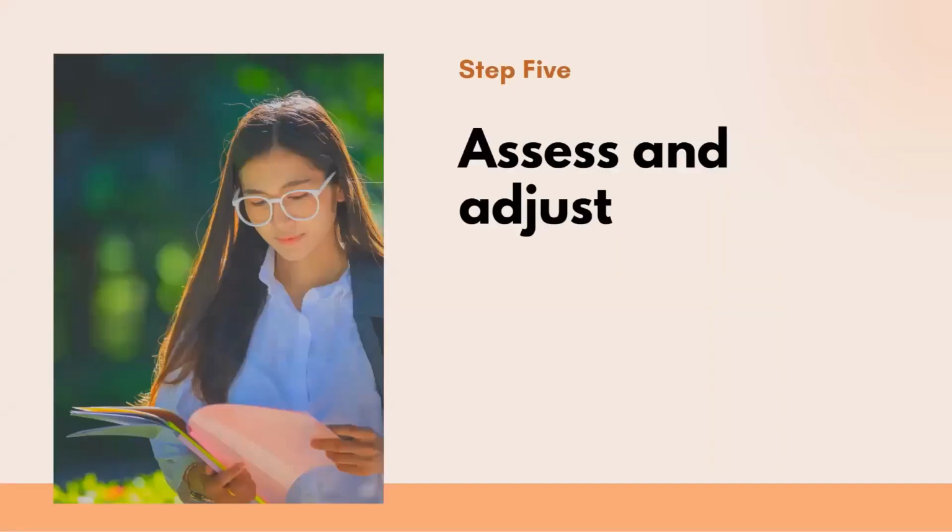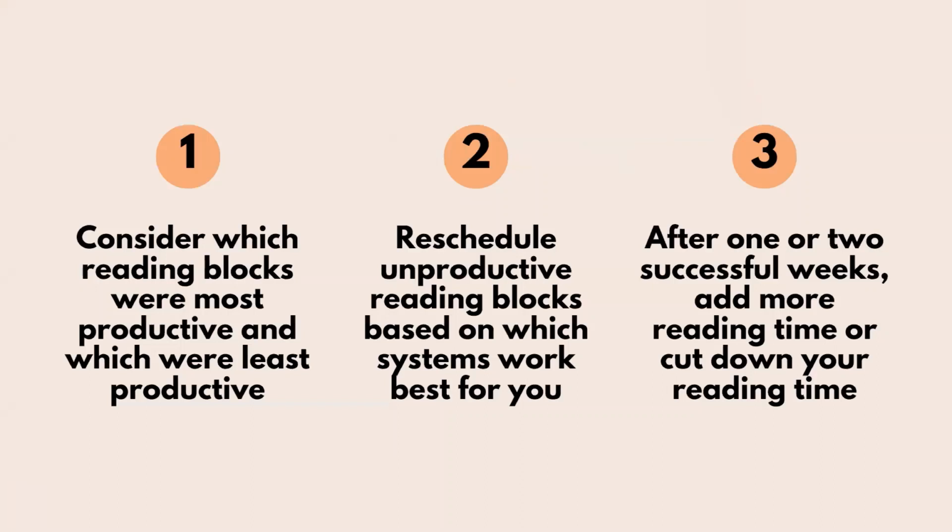That brings us to step 5, which is to assess your reading blocks and to adjust them. After you've tried your reading schedule for a week or 2 weeks, consider which reading blocks were most productive and which were least productive. The goal here is you want to learn which habits are best for you based on how you responded to certain reading blocks in the past. So reschedule your unproductive blocks based on which systems work best for you.